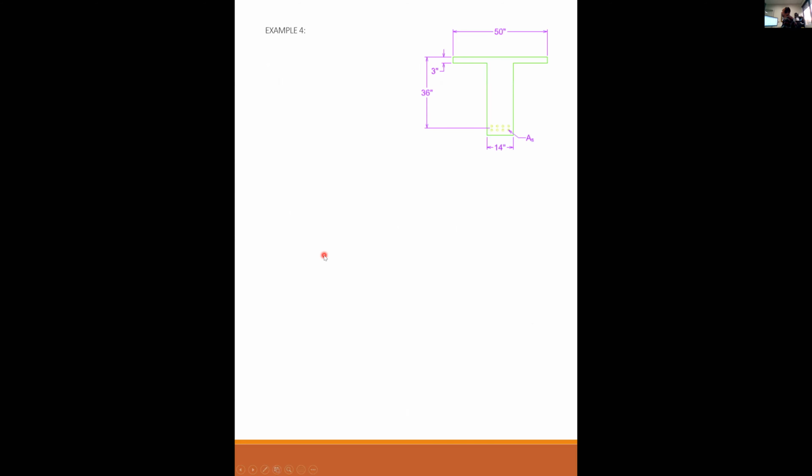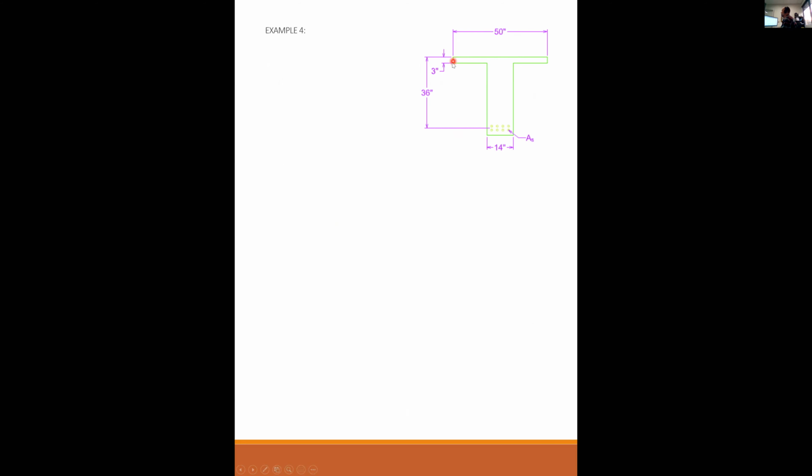Okay, so let's do an example. This beam, and see how I dimensioned the effective flange here as 50 inches? So that means don't bother. Do not go through the effective flange width calculation. I've already done it for you. You can go on to the next step.